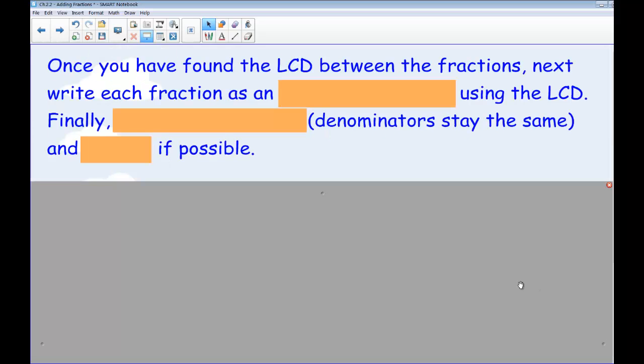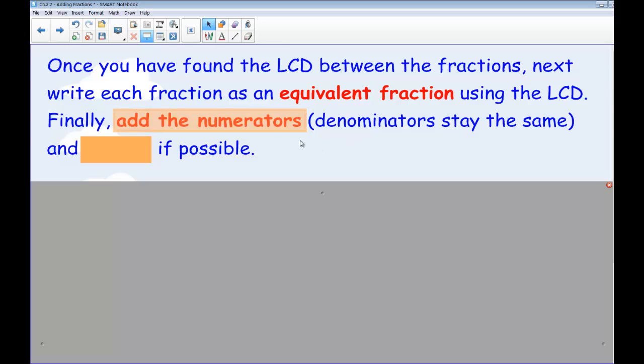Okay, so once you've found the LCD between the fractions, the next thing you want to do is write what we call an equivalent fraction that has the LCD in it. Finally, you add the numerators together, just like we did previously. Denominators stay the same, and of course you always reduce if that is possible.